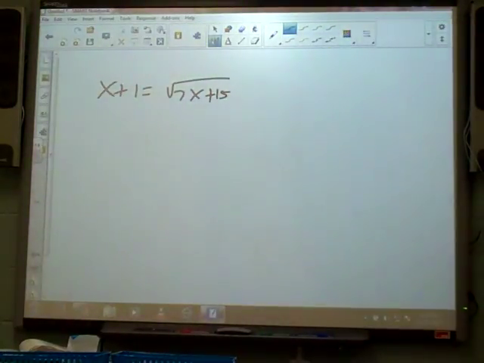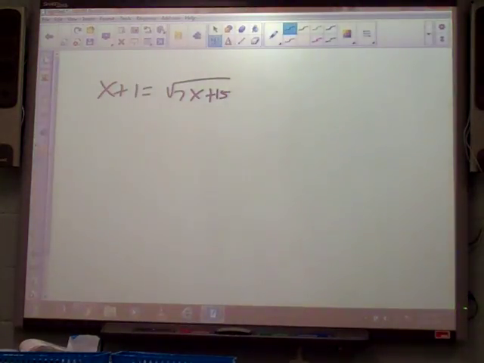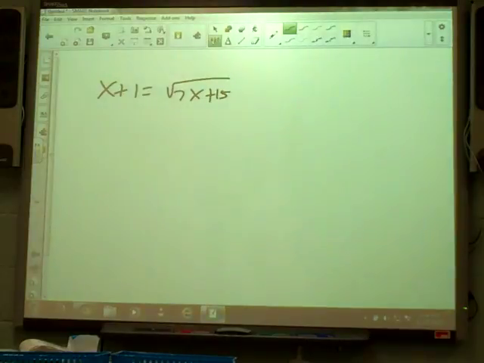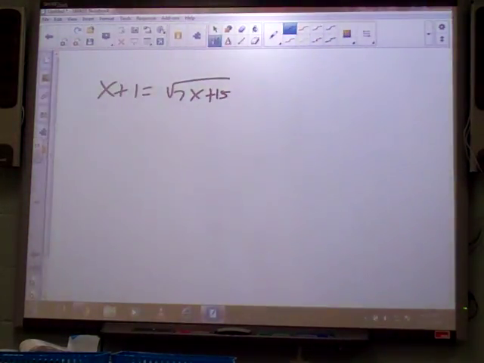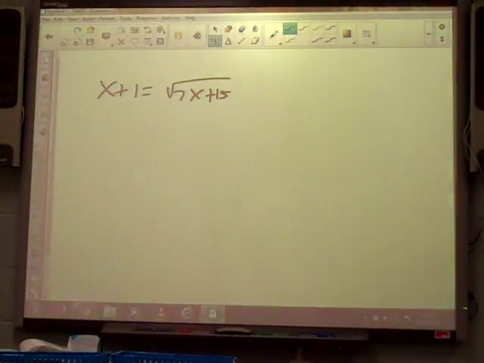Okay, this one says x plus 1 is equal to the square root of 7x plus 15. First step still is to see if there's any extra junk with the radical. On the right side where the radical is, all of that stuff is underneath it. There's nothing extra, so we're ready to undo the square root by squaring.